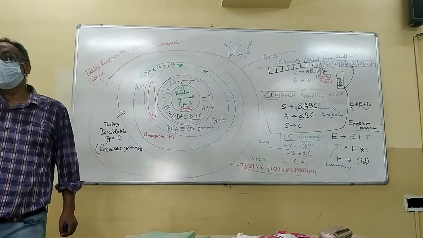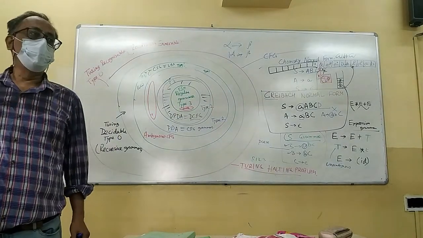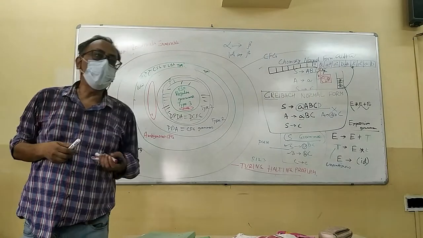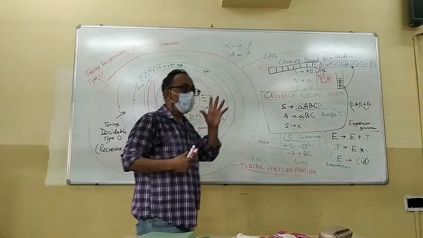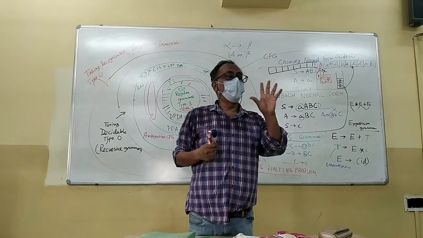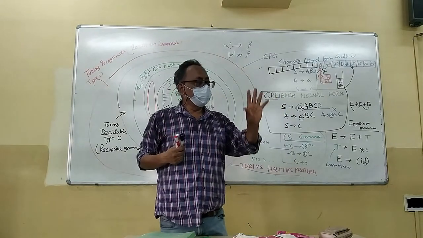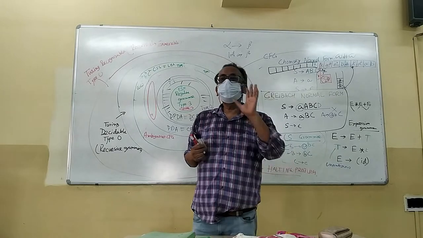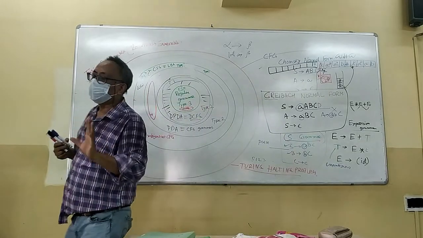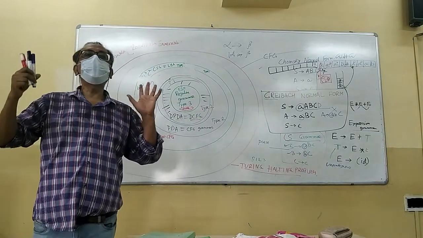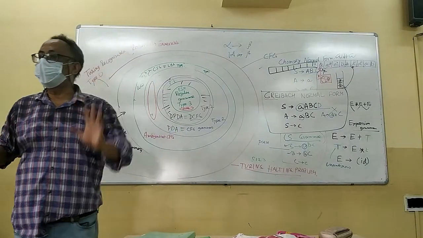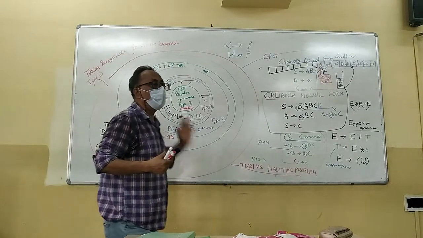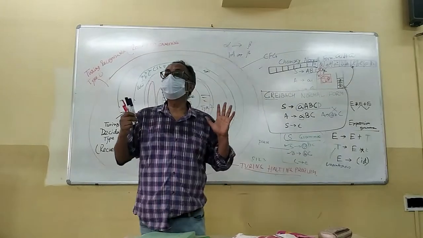Now, what is the Turing halting problem? If every program halts, that is good. Halts means it is stopped. It says yes or no. But you cannot design it. What the Turing halting problem says is that you cannot design a program that will always guarantee that the machine will halt. So that is an undecidable problem.